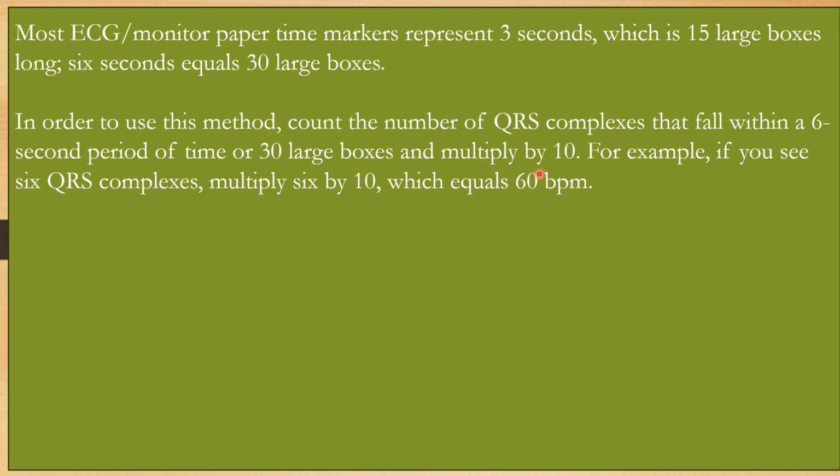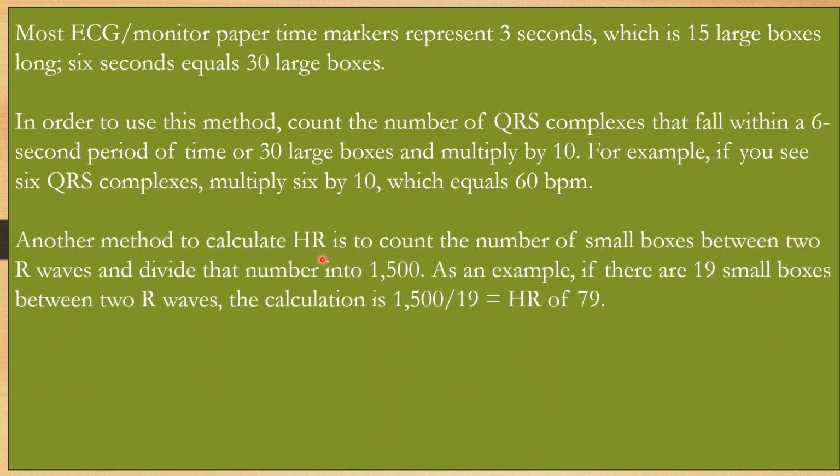So if you see 6 QRS complexes in these 30 large boxes, you need to multiply it by 10, which will give you 60 beats per minute. The heart rate is 60. That is, the number of QRS complexes within the 30 large boxes times 10.